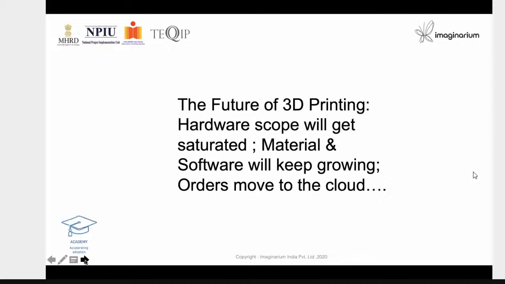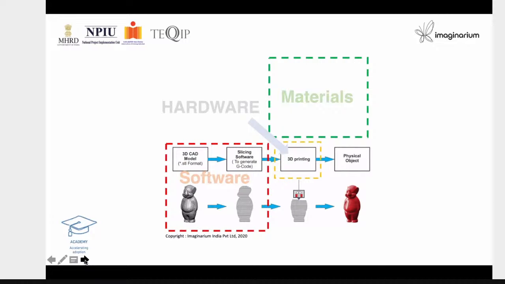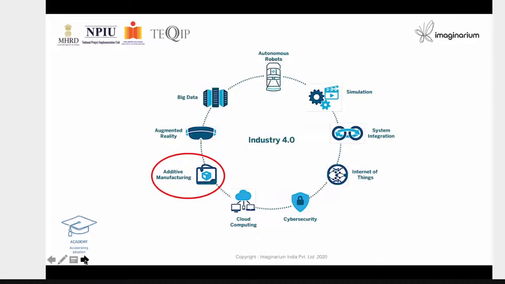So the future 3D printing scope would be that the hardware, as we discussed yesterday, will be saturated. Material and software become a big opportunity. You can see the same thing has been done. These materials and software are the big areas now to focus on. And additive manufacturing itself is an important actor in Industry 4.0, as you can see. It brings the physicality of the cyber physical system, very important.